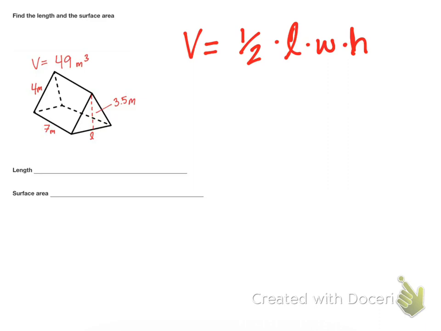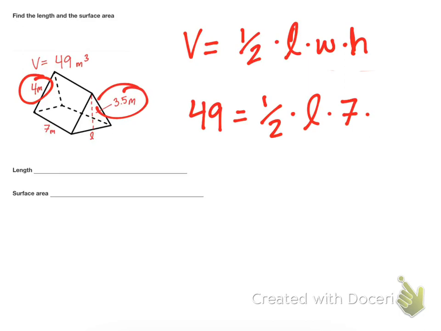So here we know we have a triangle right here, which means that we automatically think 1/2. And we know our volume formula is volume equals 1/2 times length times width times height. What we're trying to do is isolate the length. So we need to find that length. Here, we know our volume, 49, is equal to 1/2. We don't know our length yet, but we know our width is going to be 7. And what's our height? Is our height this 4 or is our height that 3.5? Because they're both going up. So which one's our height? Yes, it's 3.5 because that's the one that forms a right angle. It is not slanting.